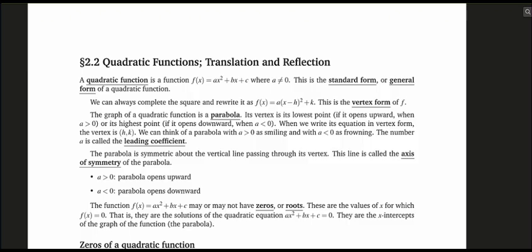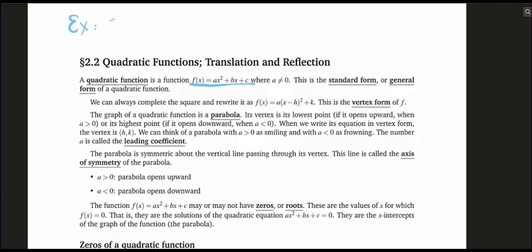f of x equals ax squared plus bx plus c. This is what we mean by a quadratic function, where a is not 0. Because if a were 0, you would just have bx plus c, which is a linear function, not a quadratic function. So in order for you to have a quadratic function, you would need f of x equals a, not 0, times x squared plus bx plus c.